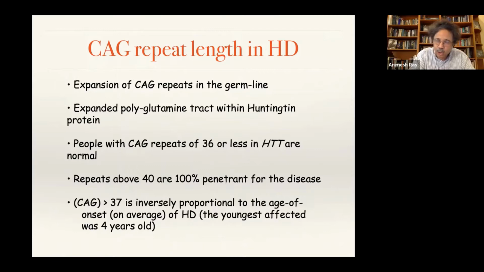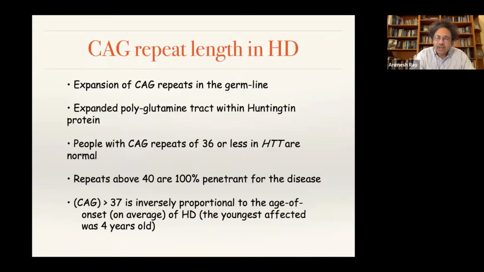So where normally one encodes a run of about 17 to 25 glutamines in that N-terminal fragment within exon 1, in the patients that inherit this mutation, the length is increased to 36 or more. Repeats above 40 are 100% penetrant, meaning that if somebody has one gene out of two genes that one gets from the mother and the father, one will develop the disease, 100% penetrant, that's what it means.